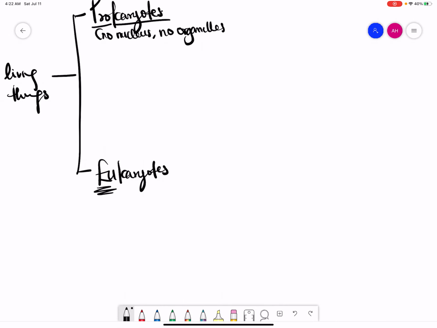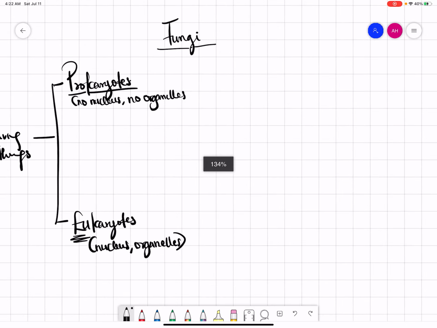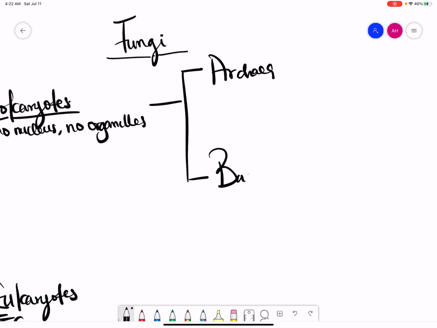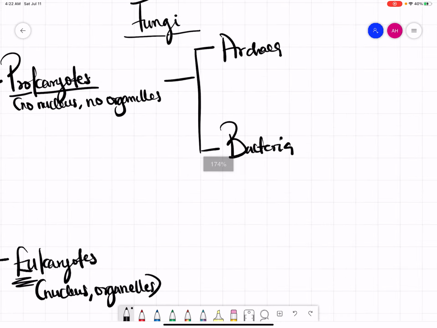Eukaryotes have a true nucleus, hence the prefix eu, and they have organelles. Prokaryotes are divided into two groups. We have archaea and we have eubacteria. These are the domains and also serve as the kingdoms. We shall not talk about those today.